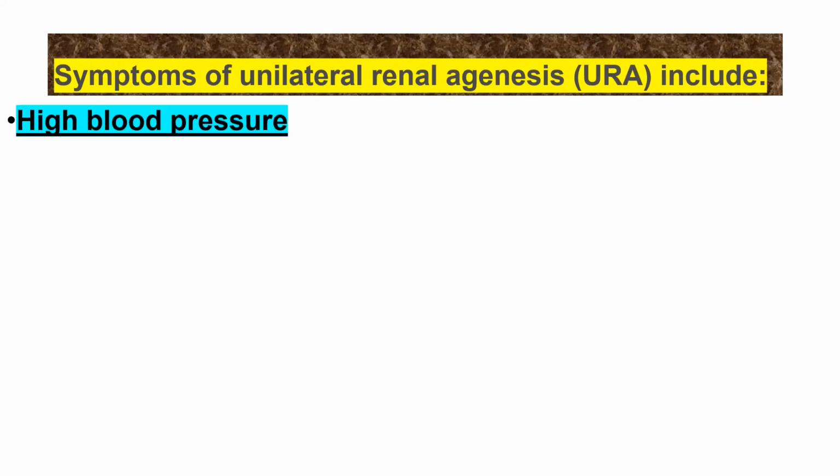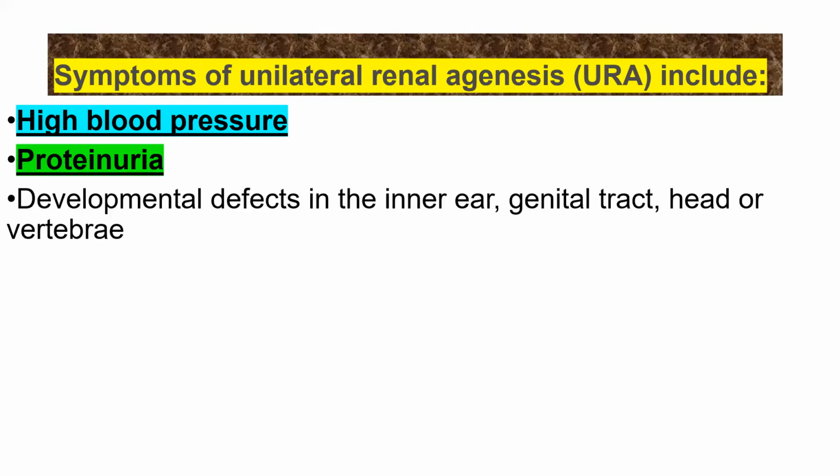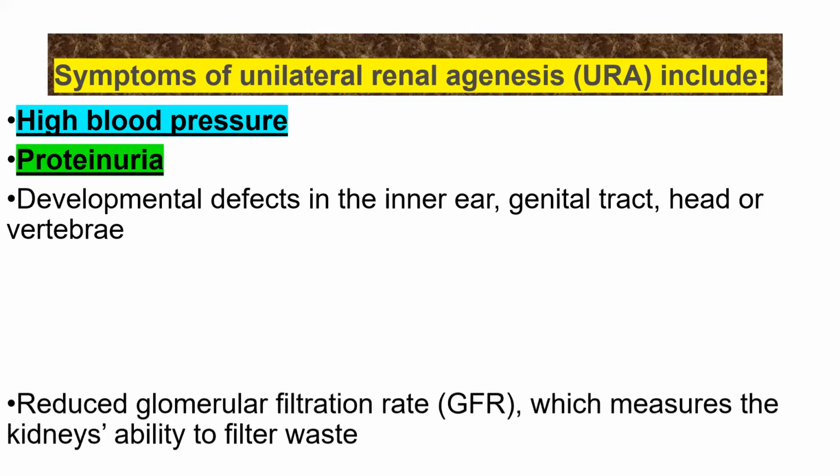So what will be the symptoms? You hear the same things like that of PKD. You will see high blood pressure, and then again proteinuria, that is protein in the urine, and then developmental defect in the inner ear. There will be the developmental defect in our inner ear, as well as in our genital tract, as well as in our head or else vertebra. So all this developmental defect we will see in all this part or area. That is number 3 point.